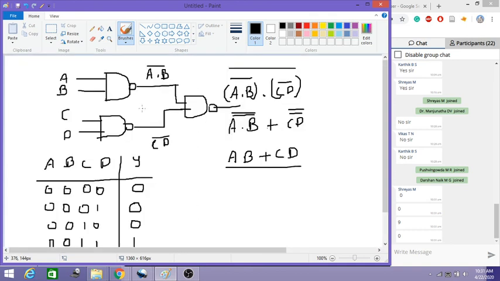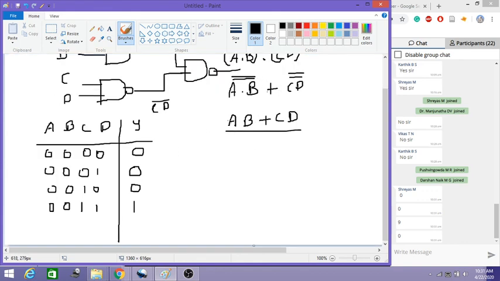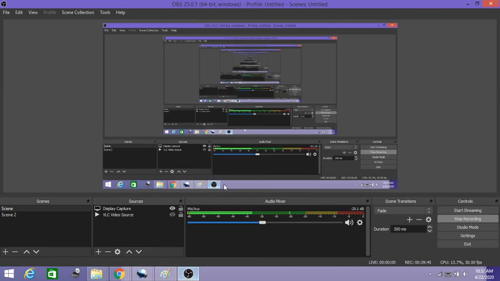Sometimes they will give this logic circuit and not give the output expression. You have to find the output expression stage by stage, simplify it like this, and then you get this equation. For this equation you have to construct the truth table. So this is another way of doing this. Hope you all have understood this session. Thank you for joining this session.